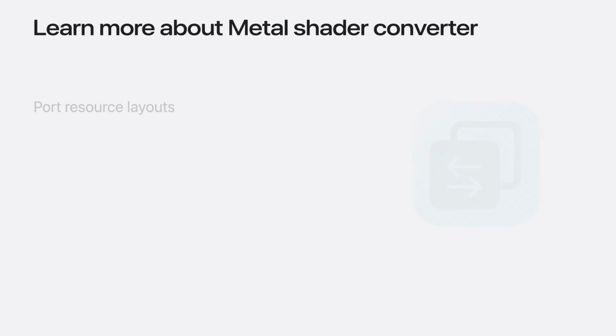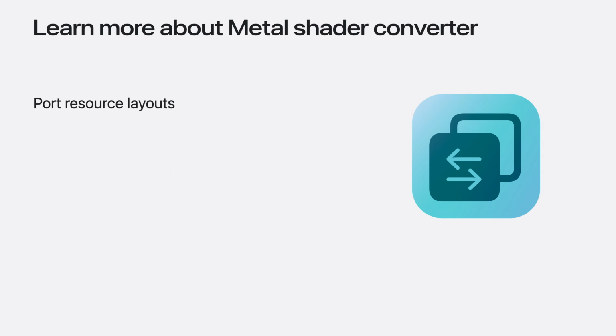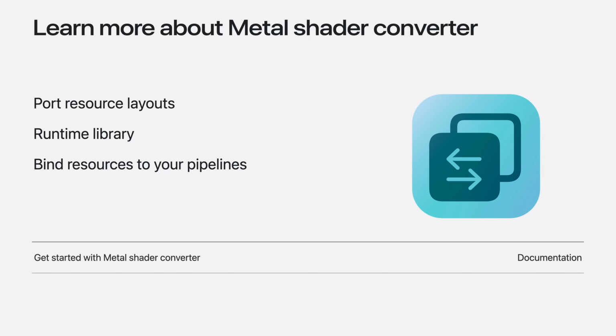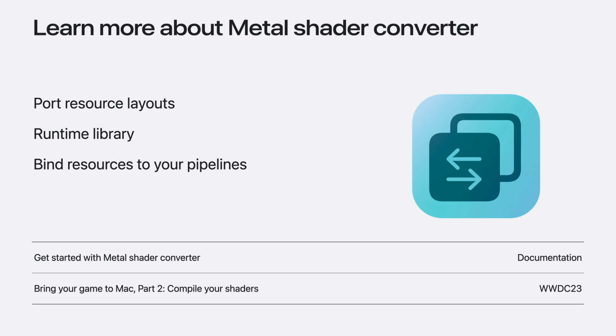In addition to bringing your shaders, Metal Shader Converter also helps you port your resource layouts to Metal. And it includes a runtime header-only library that helps you bind resources to your pipelines and achieve common tasks. To learn more about Metal Shader Converter, please check out the documentation on developer.apple.com, as well as last year's video, Bring Your Game to Mac Part 2, Compile Your Shaders.